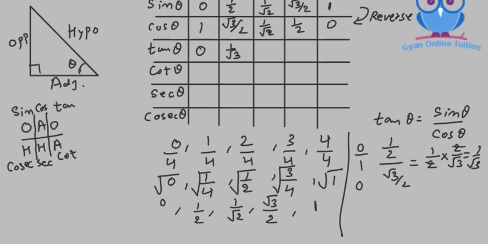Next is 1 by root 2 divided by 1 by root 2. Same values divided become 1. Then root 3 by 2 divided by 1 by 2, that is root 3 by 2 times 2 by 1, the 2s cancel out, and the answer is square root 3. And this last one, 1 divided by 0, is infinite, or error, or you can just say undefined.